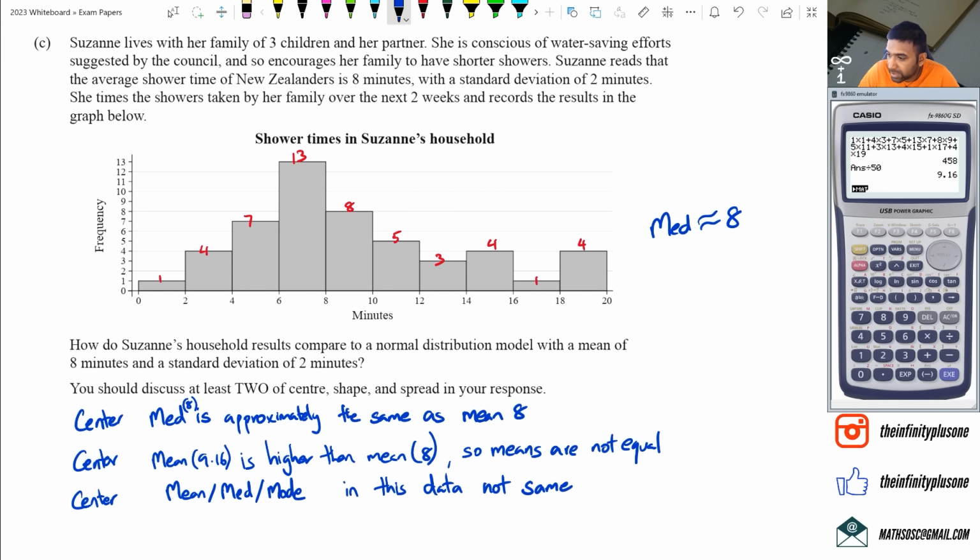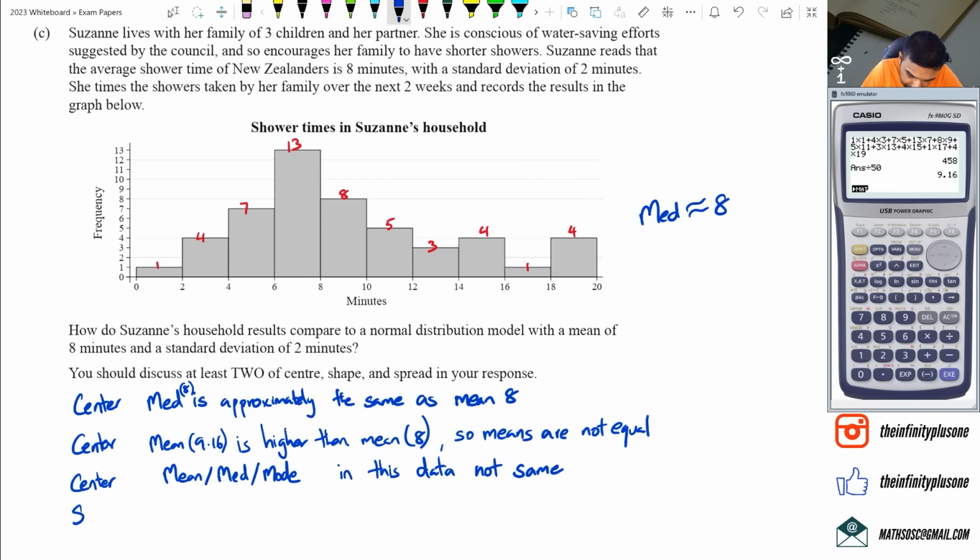Sorry, I'm just going to write them as bullet points. You could also talk about the shape. A normal shape is normally bell shaped, but in this one you can see that it's skewed to the right. If I look at it, there's a little bit of a skew happening to the right. So you could talk about skew to the right.